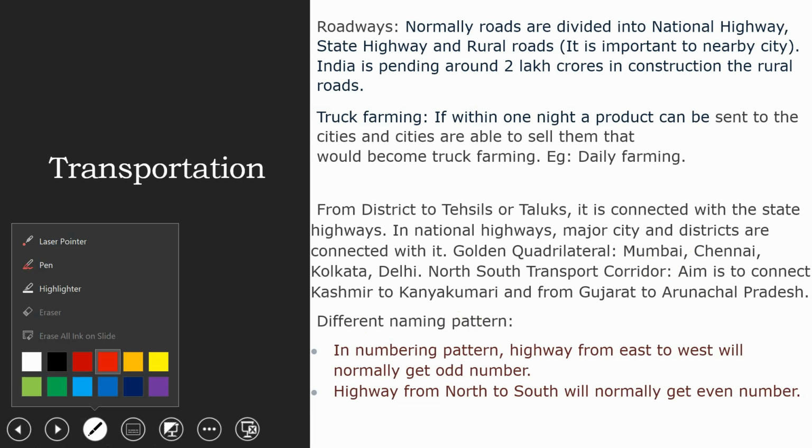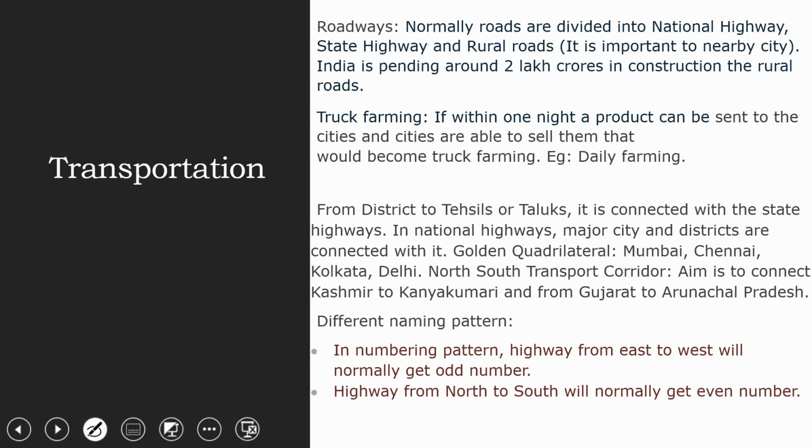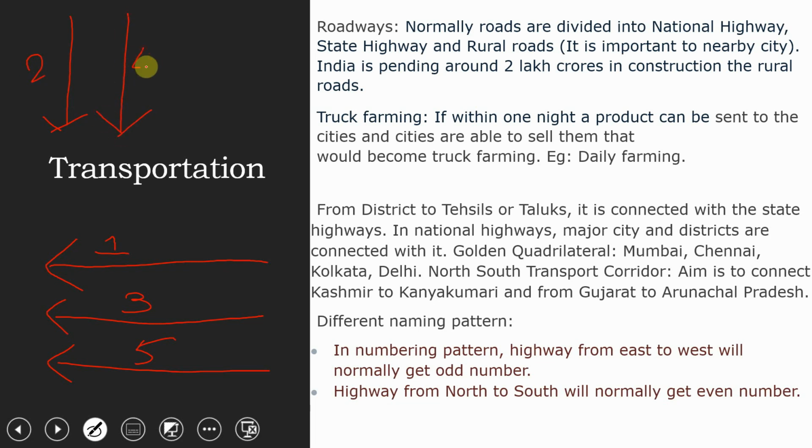So if I explain it in terms, if you have a highway going from east to west, the number will be 1. Then if the next highway is again going east to west, the number will be 3. If there is again a highway, the number will be 5. Okay, and if you have a highway which is coming from north to south, this will get the number 2. Then again this will get the number 4, and this will get the number 6.